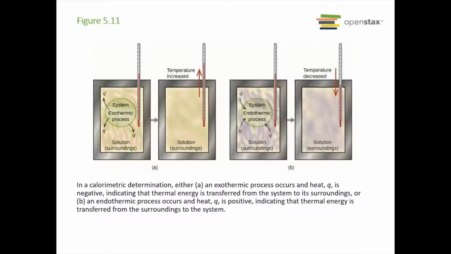So here are some examples of systems versus surroundings or solutions. In A, we have an exothermic process. The system is the circle in green. This process is getting hot, it's releasing heat. So it has a negative Q for the system, because the heat is leaving the system and going into the surroundings. So the surroundings have an increase in their temperature, so the surroundings have an increase in their Q.